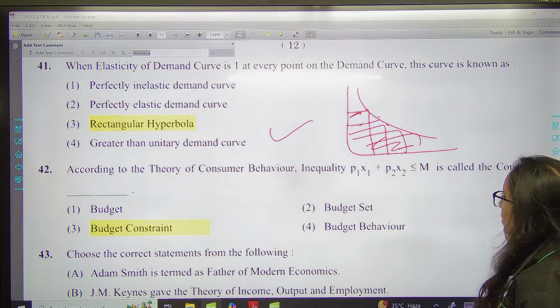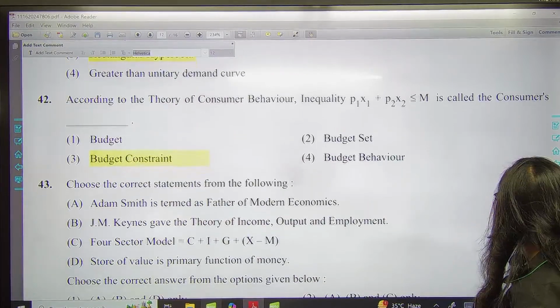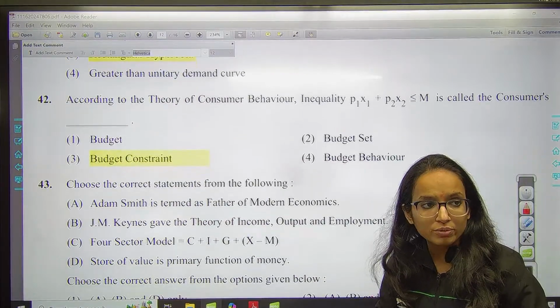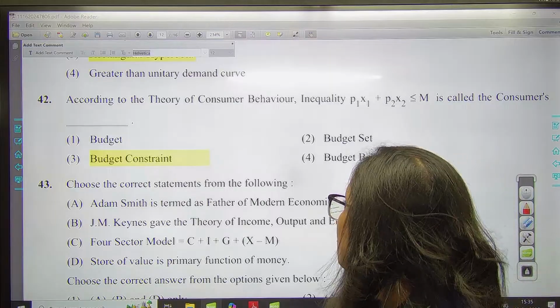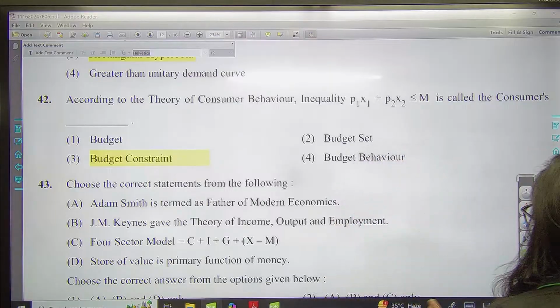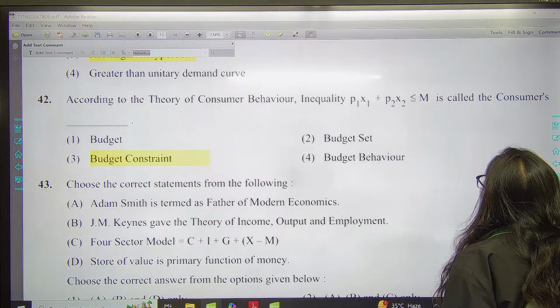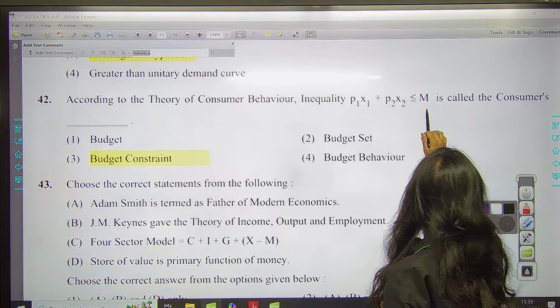Then the next question is from consumer behavior theory. So the question here is from the budget constraint. According to the theory of consumer behavior, the inequality P1 x1 plus P2 x2 is less than or equal to M is called as.